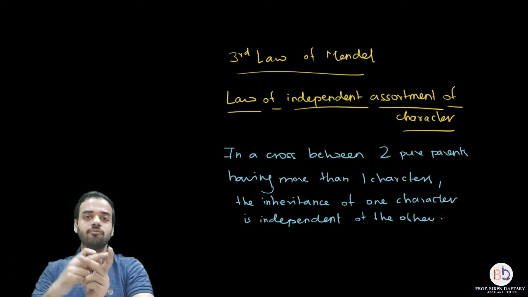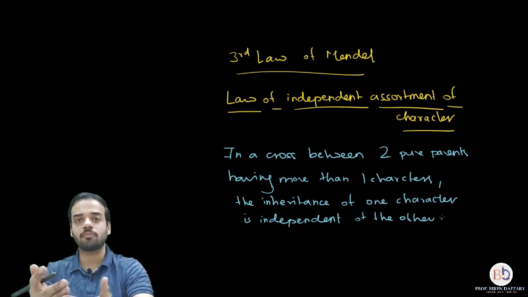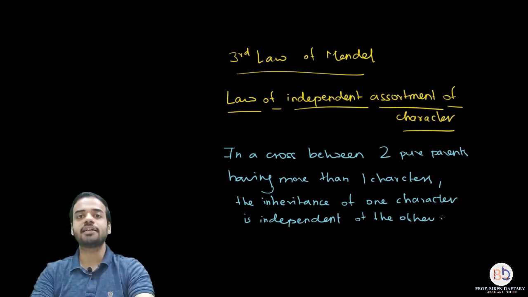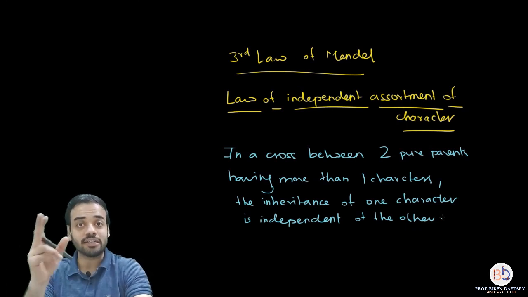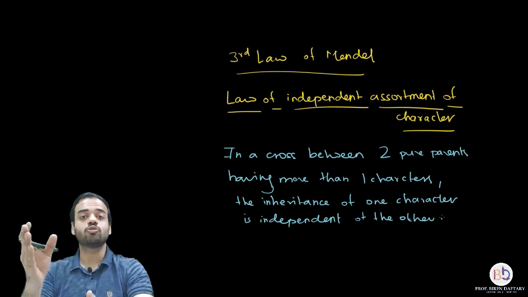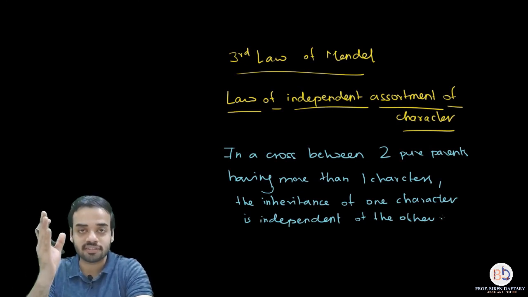So that time when we studied the second law, law of segregation, law of purity of gametes, we were talking about the segregation of alleles. Each allele separates independently when gamete is formed. Here we are talking about character. Each character, now each character is having two alleles, right? One dominant, one recessive. So each character separates independently and it is not controlled by the other character. That is the difference. This is the third law of Mendel.